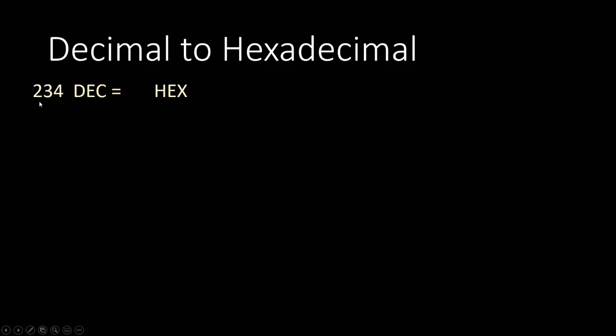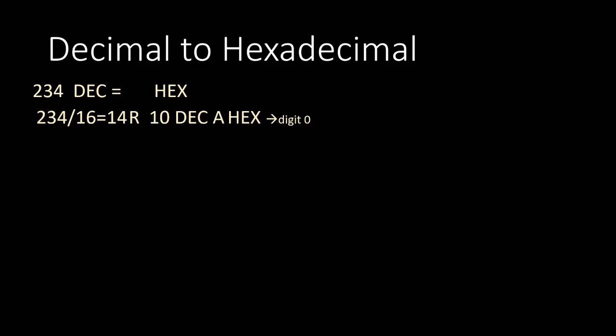Now let's take an example for decimal to hexadecimal. We have this number decimal 234 and we want to convert it into hexadecimal. We do the same way. We divide this number by 16, the result is 14, and the remainder is 10. 10 is the decimal number. We want to convert it to hexadecimal before sending it to digit 0. So this is A.